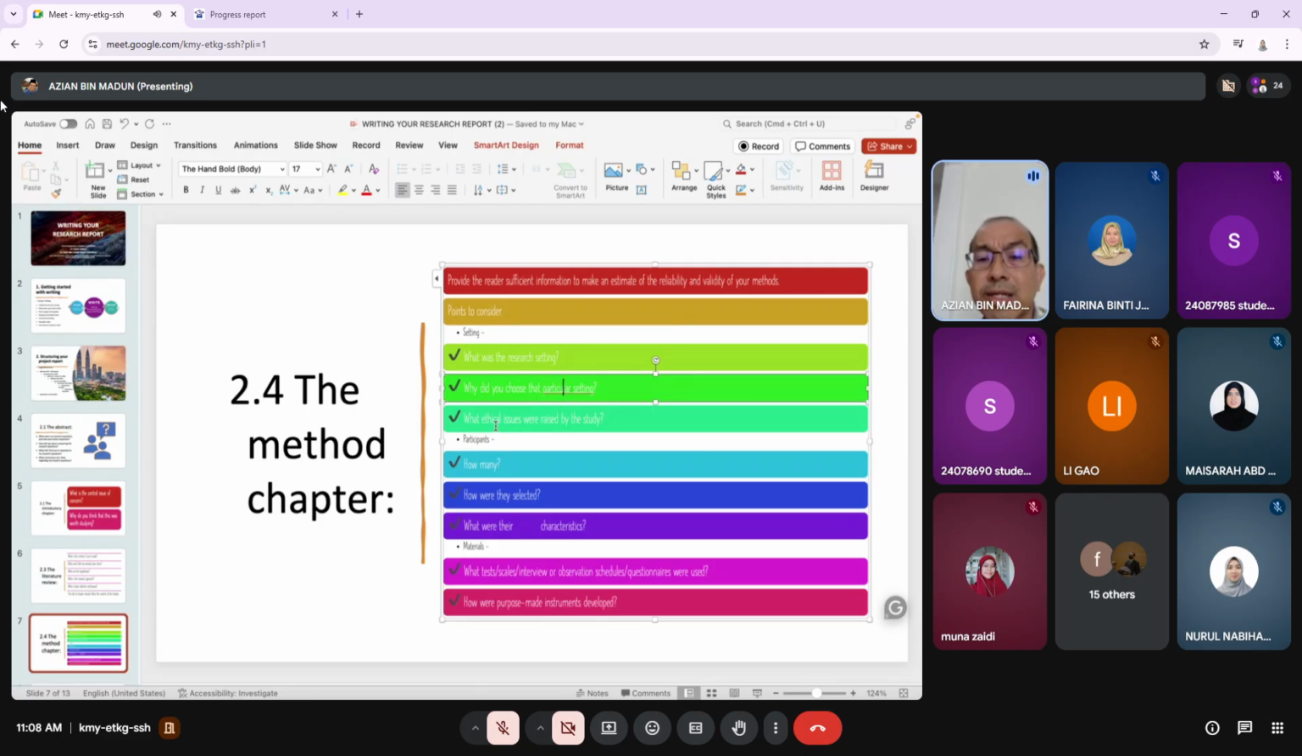Also maybe ethical issues, especially when you're dealing with interviews, getting information directly from your respondents. So ethical issues will be raised when you are dealing with humans, meaning you obtain that information from interviews or from surveys. So there will be some ethical issues.